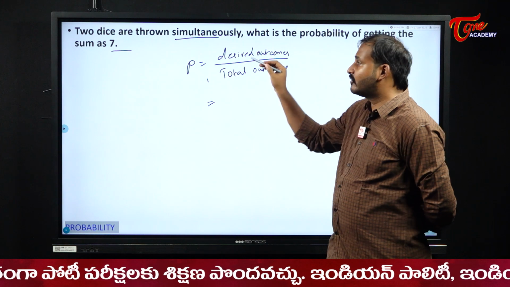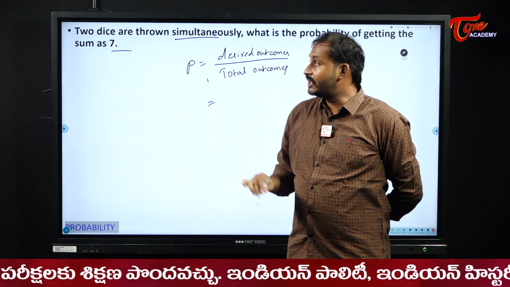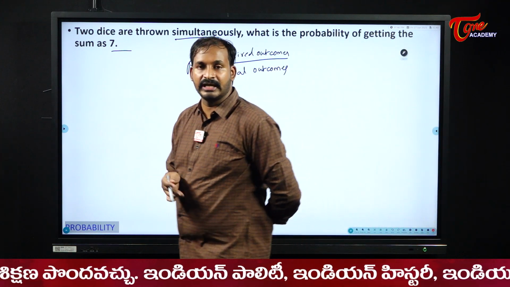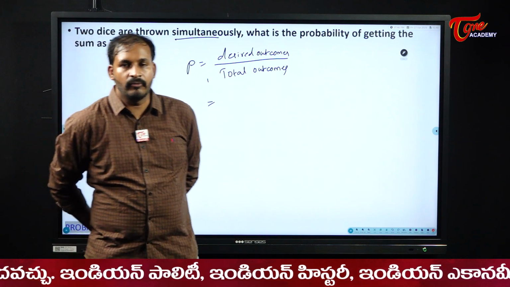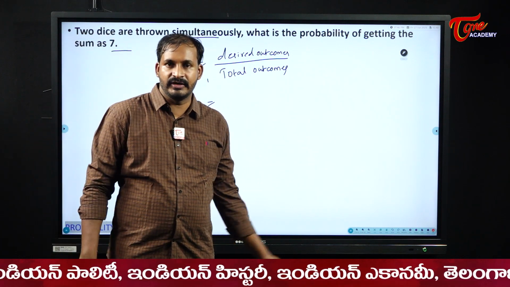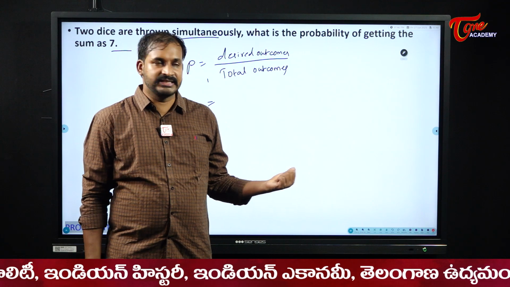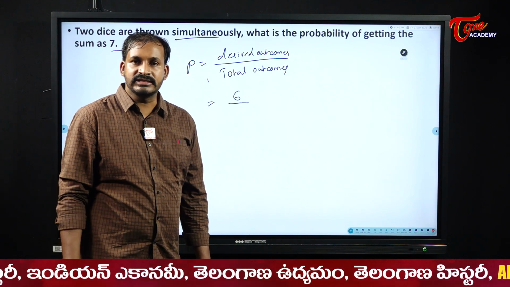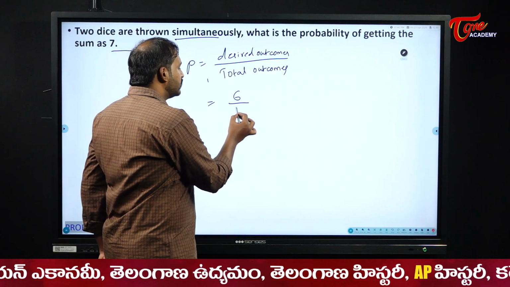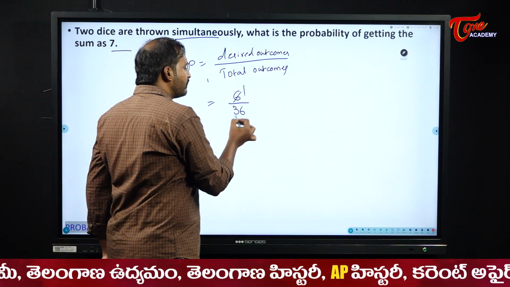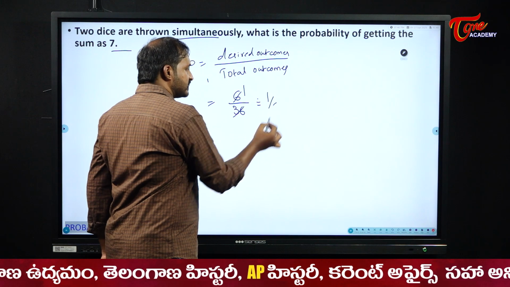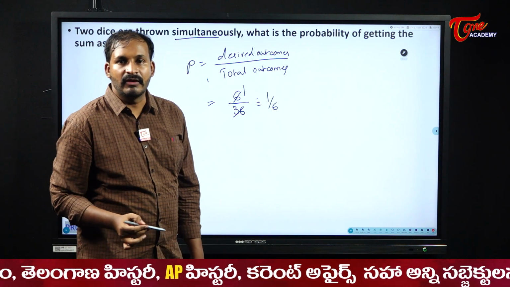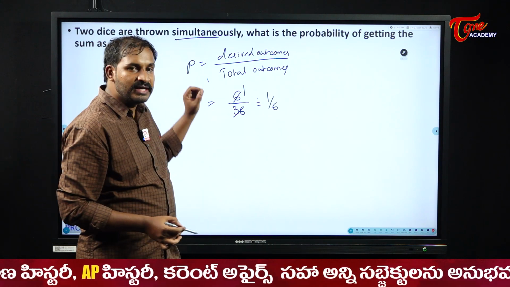So what is my desired outcome here? Sum should be 7. When two dice are thrown, how many times will we get the sum as 7? Just now we have written 7 minus 1, that is 6. By what? The total number of outcomes. When two dice are thrown, total number of outcomes are what? 36. So what will be my probability here? 1 by 6. So this is very important, students.